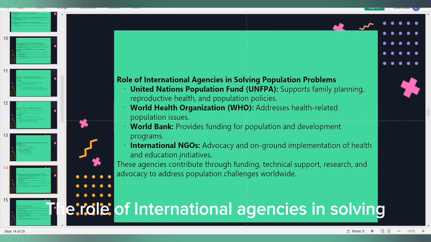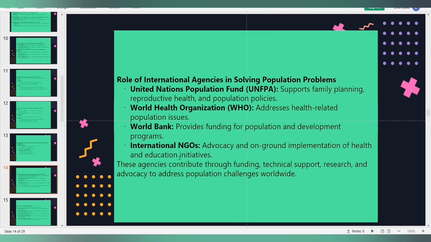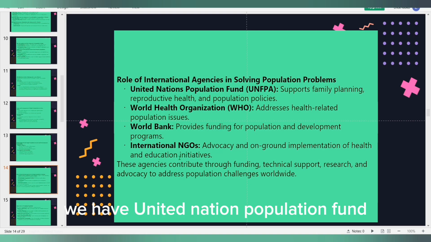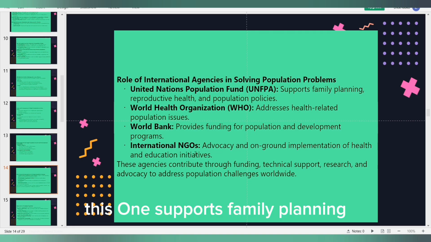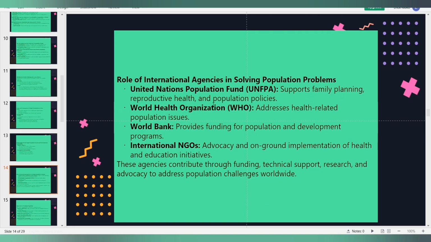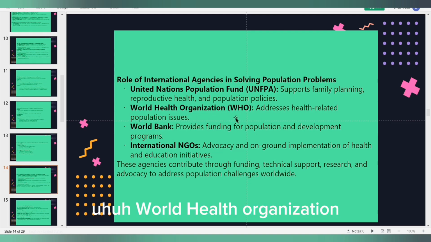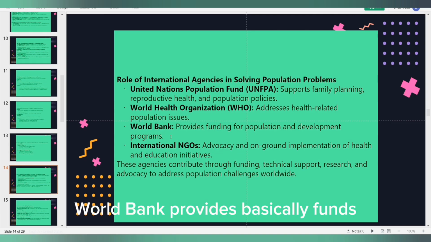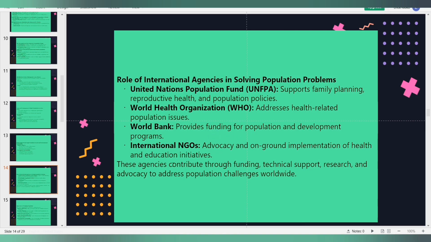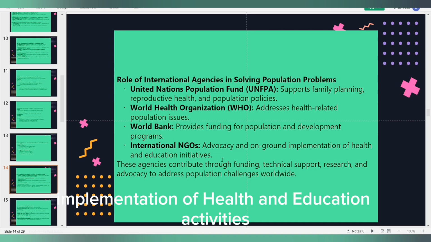Let's go to slide number 14. The role of international agencies in solving population problems. For example, we have the United Nations Population Fund, the World Health Organization, the World Bank, and international NGOs. Let's begin with the United Nations Population Fund. This one supports family planning, reproductive health, and population policies. The World Health Organization addresses health-related issues. The World Bank basically provides funds. International NGOs do advocacy and on-ground implementation of health and educational activities.